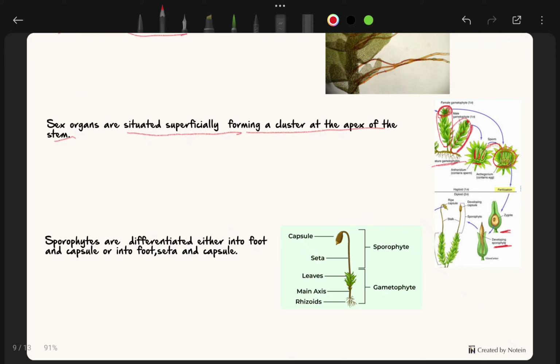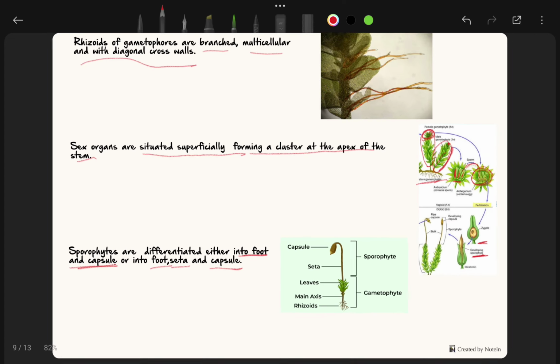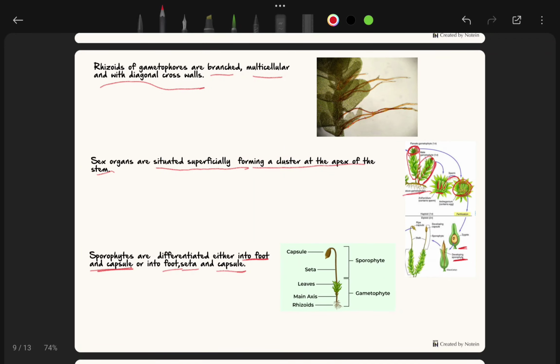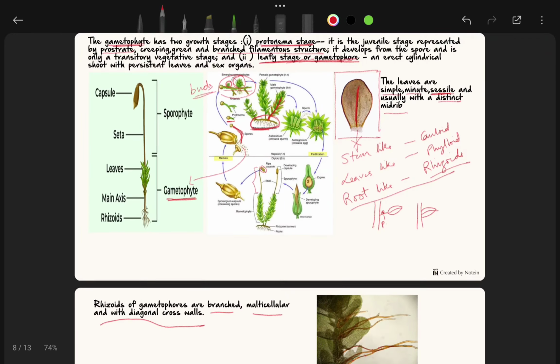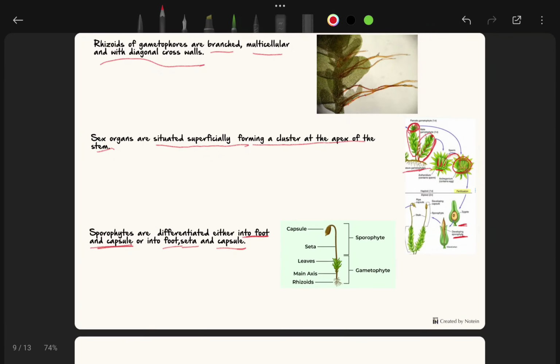Now the sporophyte in Bryopsida may be of two types. They may be either differentiated into foot and capsule only, or some of the sporophytes of mosses may show all three characters, that is foot, seta, and capsule. So that's all about the general characters of Bryopsida.